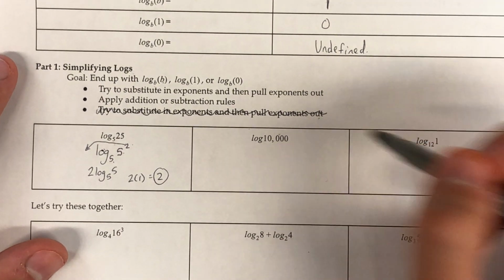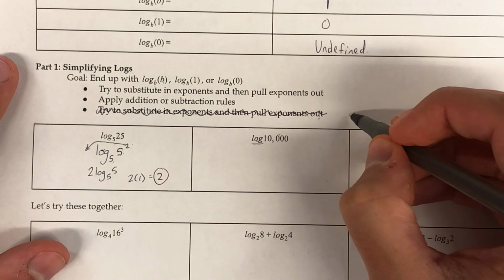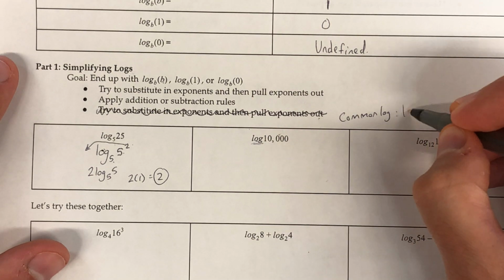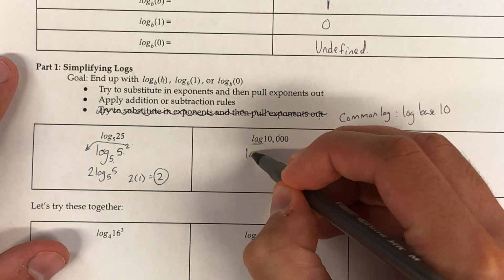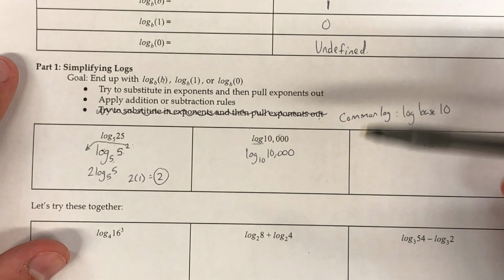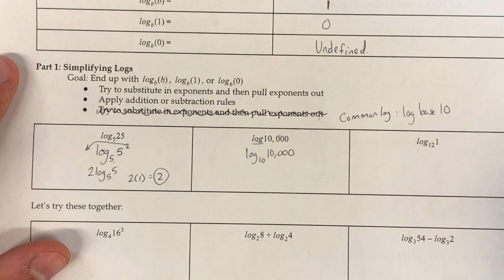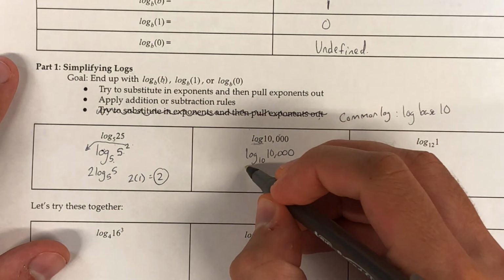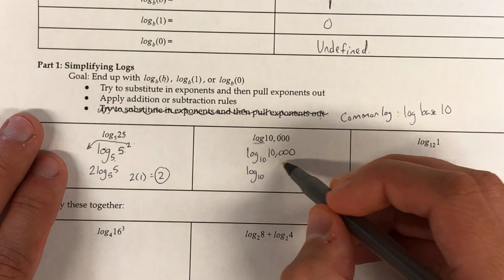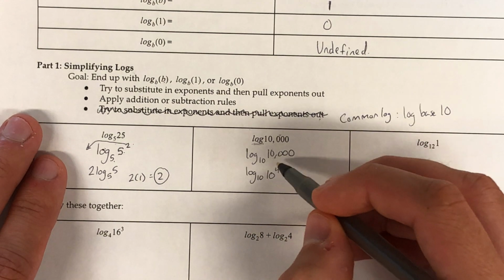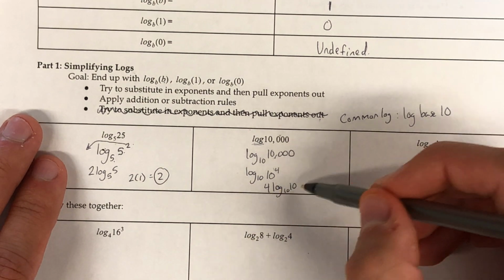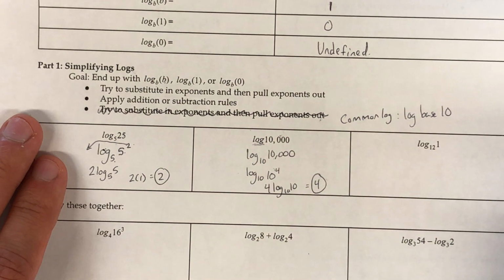Next problem, log of 10,000. When you just see log written, this is called the common log, and that is the same thing as log base 10. So this is the same thing as log base 10 of 10,000. It's kind of like how we don't put an exponent of 1 on things because it's the most common thing. Same idea here. Let's see if we can do that same idea, rewrite 10,000 as 10 to the power of something. We have 4 zeros, so that'll be 10 to the 4th. We can bring that 4 to the front. So we have 4 times log base 10 of 10, which again is just 1, and 4 times 1 is 4.